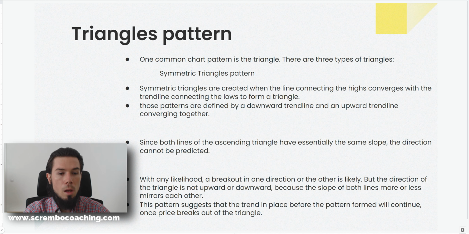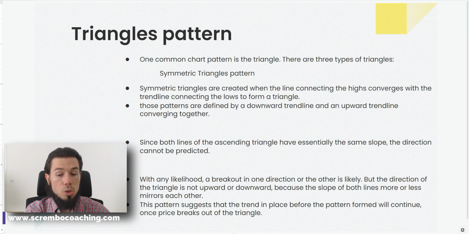Symmetric triangle pattern. You've got your symmetric triangle patterns that are created when the line connecting the highs converges with the trend line connecting the lows to form a triangle. Those patterns are defined by a downward trending and an upward trending line converging together. Since both lines of the triangle have essentially the same slope, the direction cannot be predicted with any likelihood.